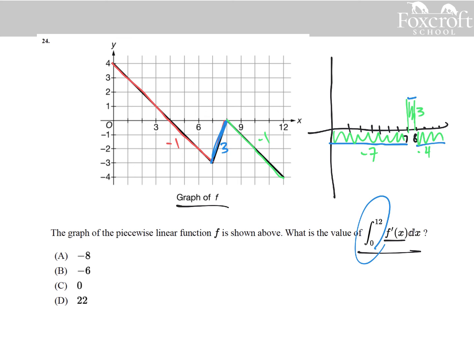Add all those together. -11 plus 3 is -8. So that's one way you could do it. Basically, make the graph of the derivative and add up all those areas. Remember, if it's below the x-axis, it is negative.